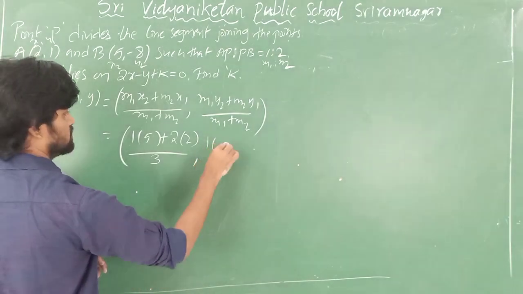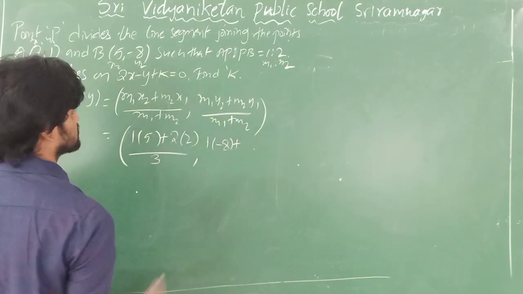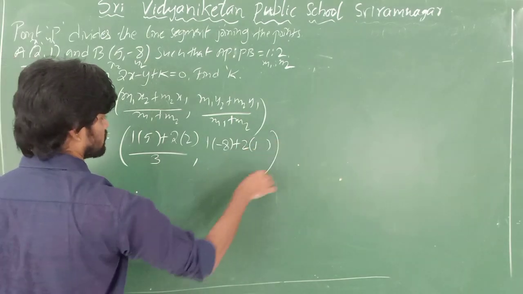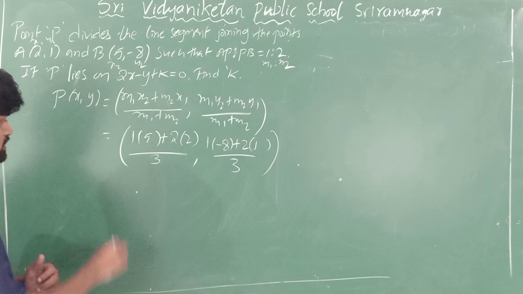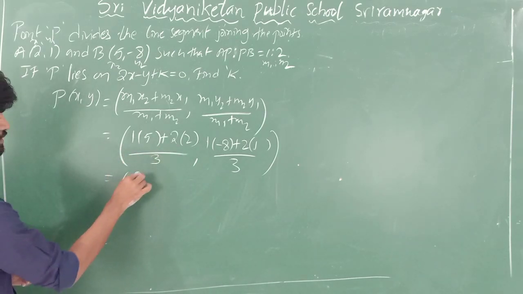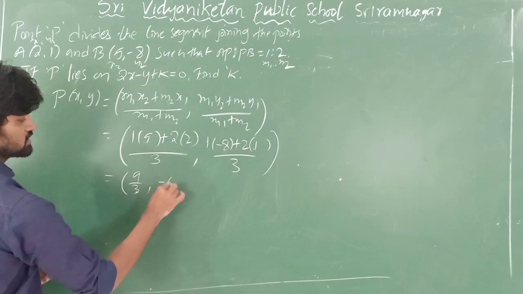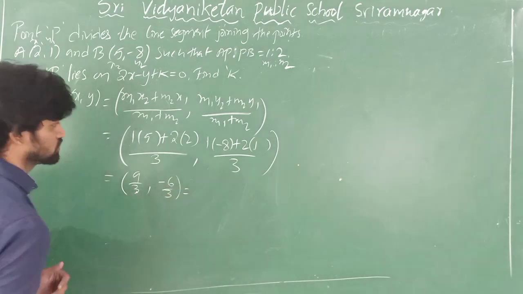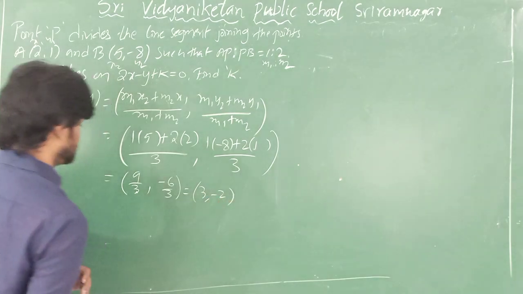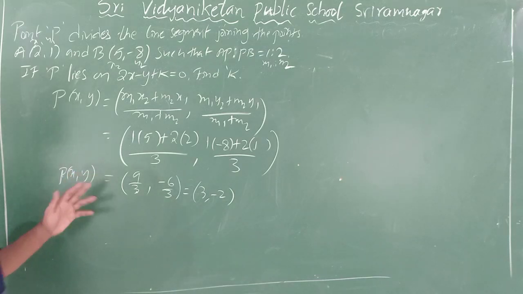Here again, m1 is 1, y2 is minus 8, m2 is 2, y1 is 1, and the denominator is 3. So x is 5 plus 4, which is 9, by 3. And y is minus 8 plus 2, which is minus 6, by 3. So this point is 3 and minus 2. P is (3, -2).